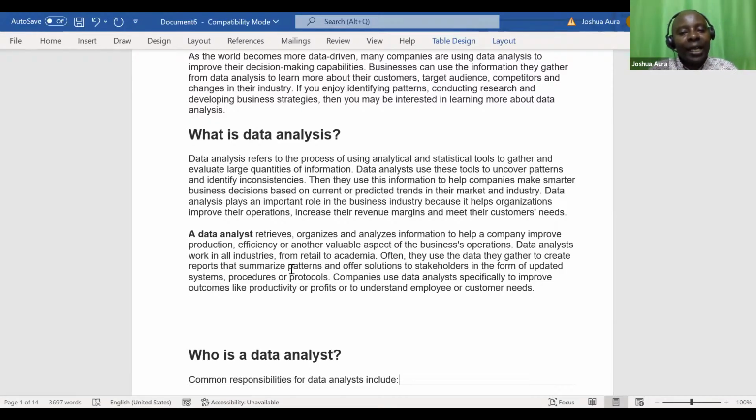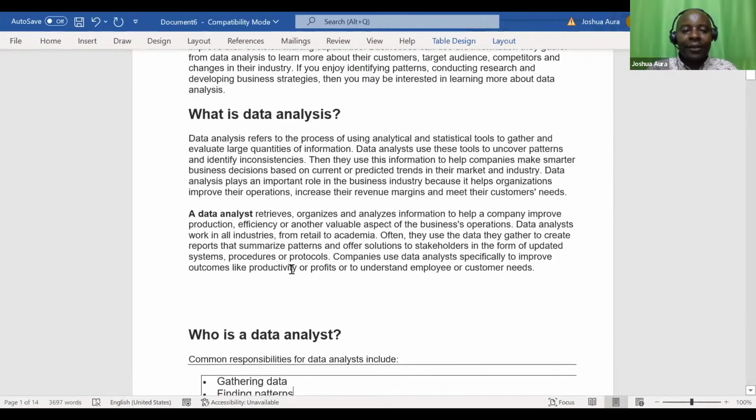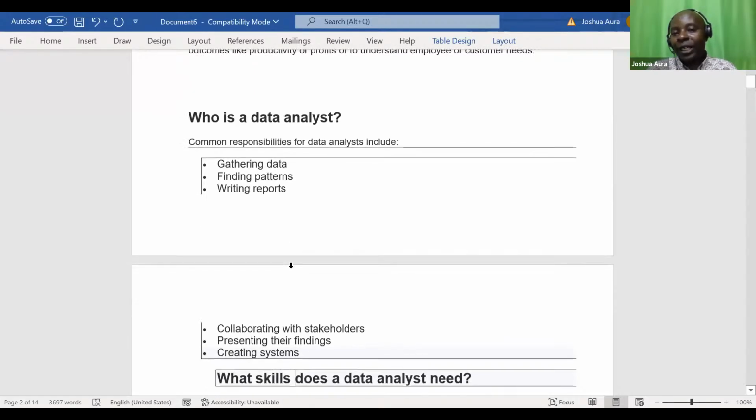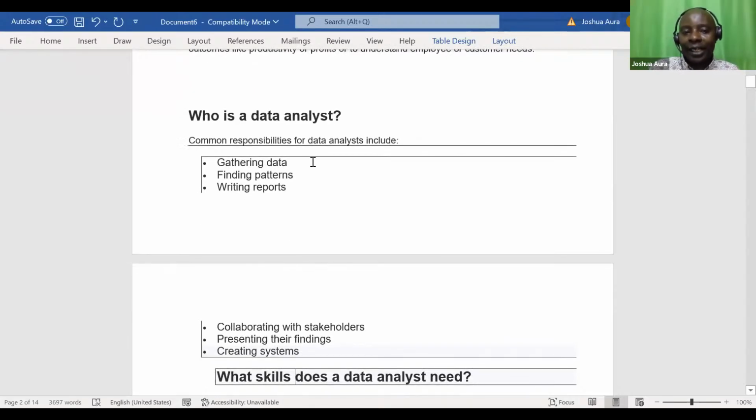Companies use data analysis specifically to improve outcomes like productivity or profits, or to understand employee or customer needs. Now listen here, who is a data analyst? Who is a data analyst? Common responsibilities for a data analyst would include gathering data, finding patterns in this data, writing reports, collaborating with stakeholders.